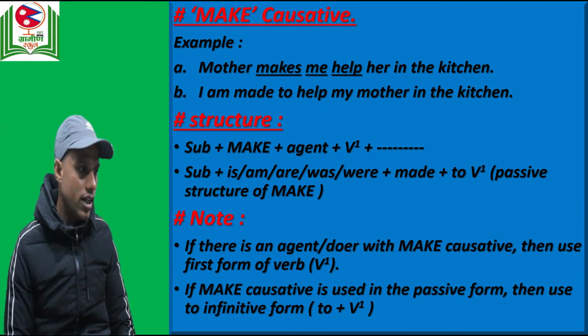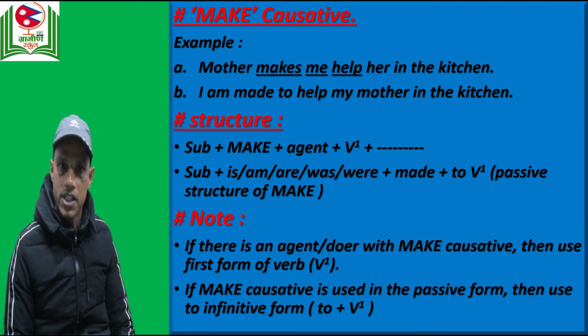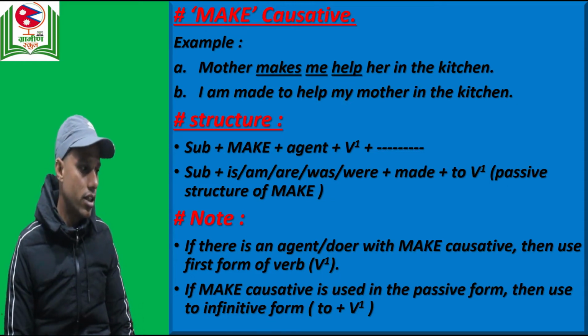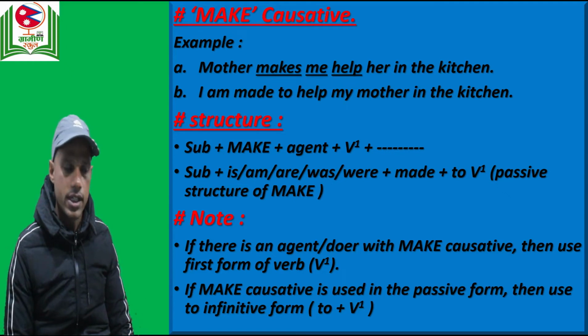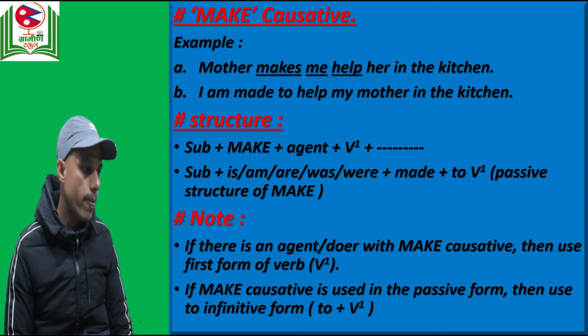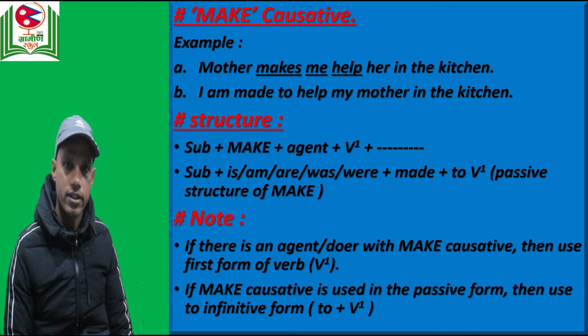Now we will move towards the use of the next causative, that is make causative. Now let's see some examples for this, and then we'll generate the ideas about the use of causative verb make. The first example we have: Mother makes me help her in the kitchen. Let me repeat this once again: Mother makes me help her in the kitchen. Next example: I am made to help my mother in the kitchen.